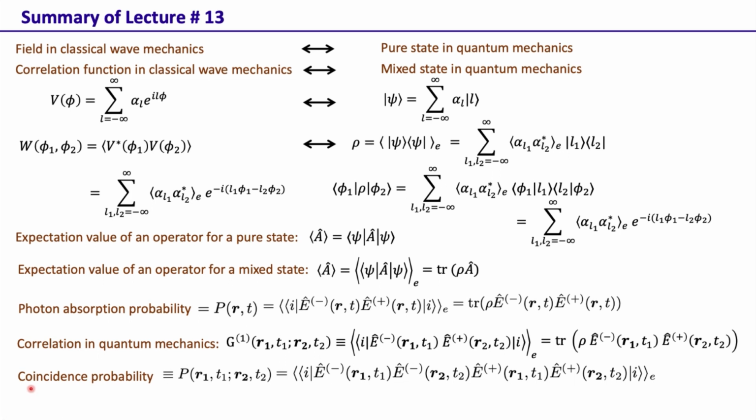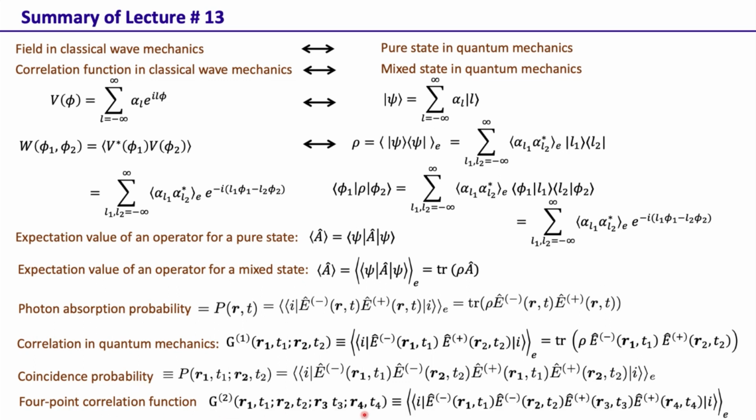So now that we have two photons in the system, we can ask the coincidence probability. We can have a 4-point correlation function. Just like for one photon we have a 2-point correlation function, when we have two-photon detection, one can have a 4-point correlation function. Just like this, it is given by E minus R1T1, E minus R2T2, E plus R3T3, and E plus R4T4, and so on. Okay, so we will be using these quantities, coincidence and 4-point correlation, as we study 2-photon coherence and 2-photon interference.